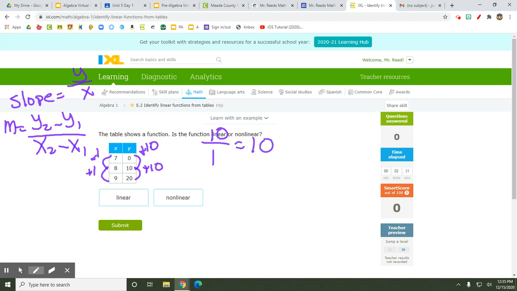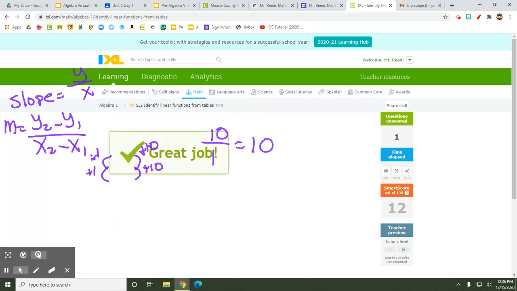If these are consistent, then we are linear, because that means everything is moving at a constant rate. So this would be linear. Great job.